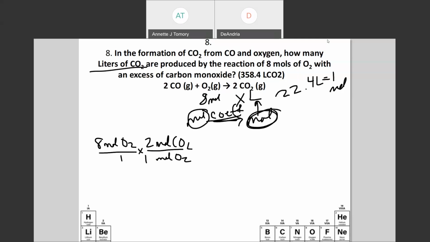All right, so I'm done with the coefficients now, and I can cross out the moles of O2. Now I need to go from moles to liters, because that's what the question was asking for, right? If I'm looking at my plan, I can see that I already have written out that I need 22.4.